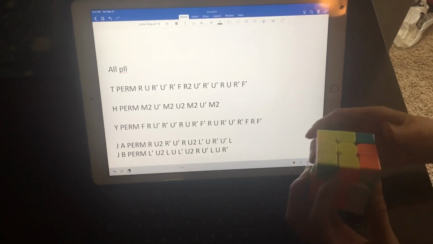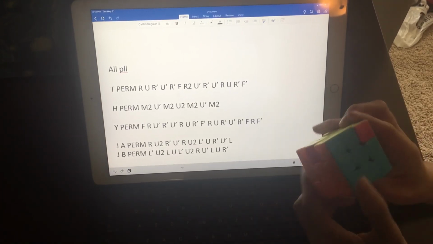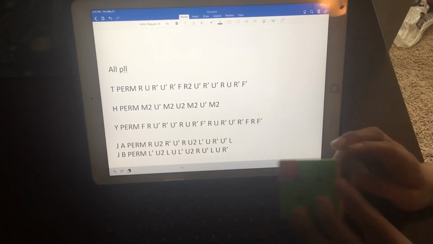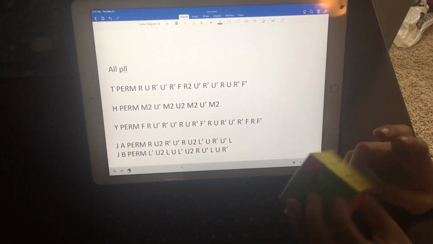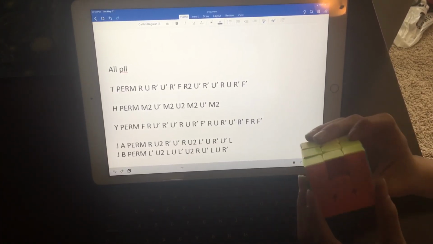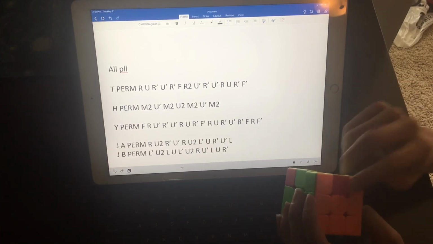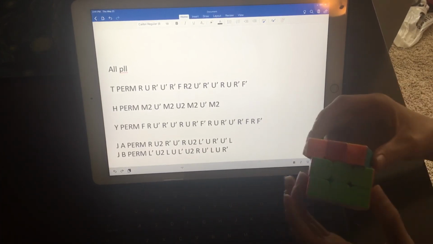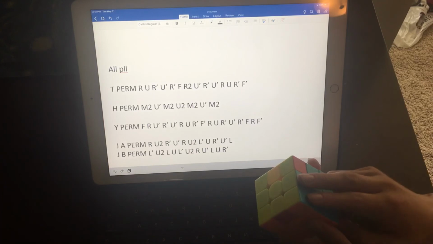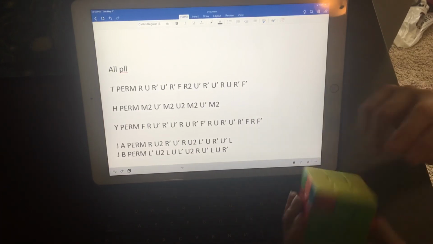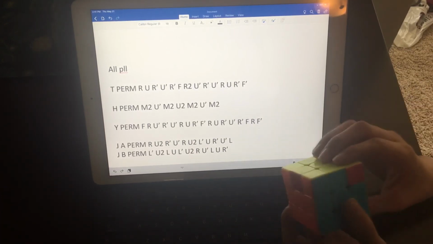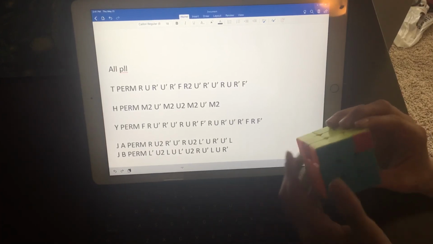So first we're going to start off with the T perm. I will show you how to look at this algorithm and know you have that one, or how to execute it. So you have two dots here with one in the middle. You would just move it to the middle and you would see two are here and two are here. So you have these two dots on your left. And you do this algorithm.